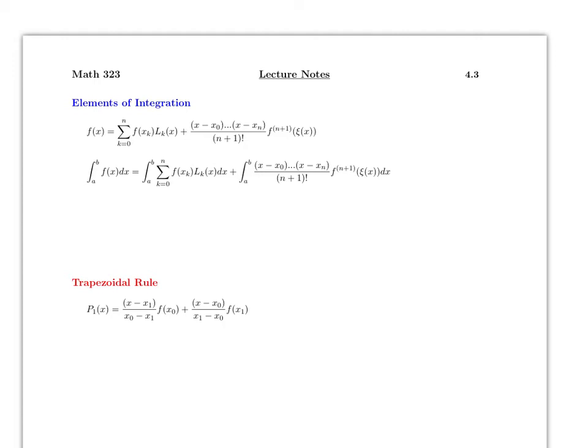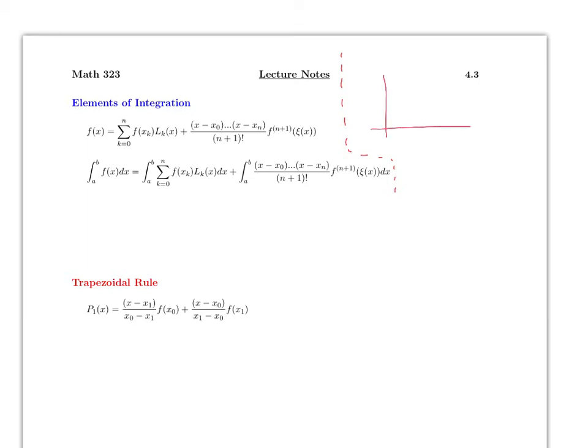Hello everyone, this video covers section 4.3. For the rest of the chapter, we're going to focus only on integration. Only sections 4.1 and 4.2 were about differentiation. And the basic idea of integration is something that you technically already saw in calculus.